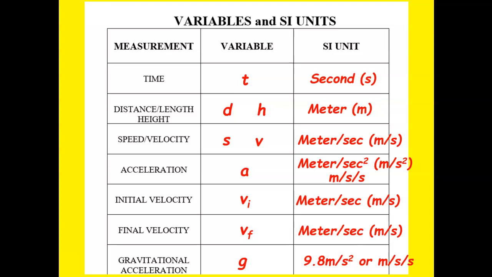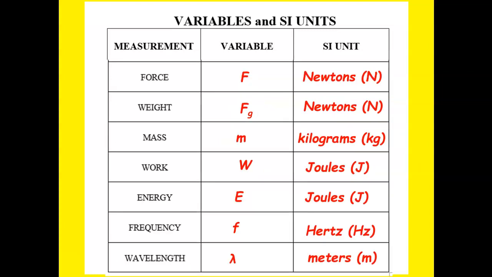So you have speed and velocity, which is meters per second. Acceleration, the lowercase a, is meters per second squared, or meters per second per second. V subscript i is initial velocity, which again is meters per second. Final velocity, which is V subscript f, is meters per second. And then g, which is gravitational acceleration, which we know is 9.8 meters per second squared, or meters per second per second.